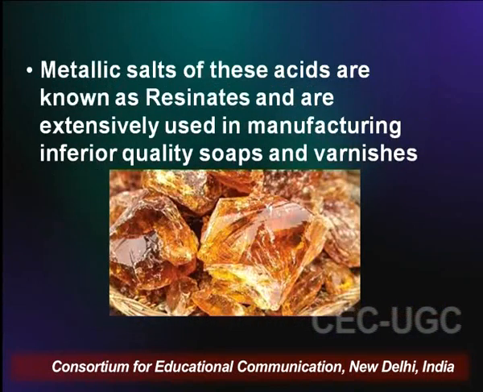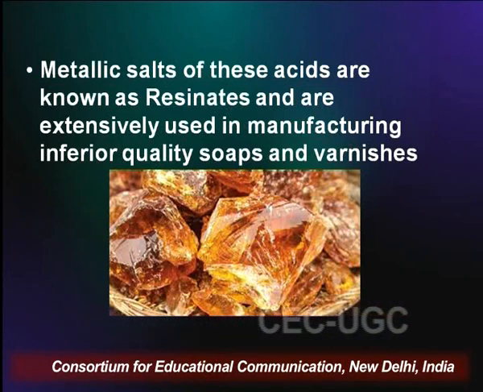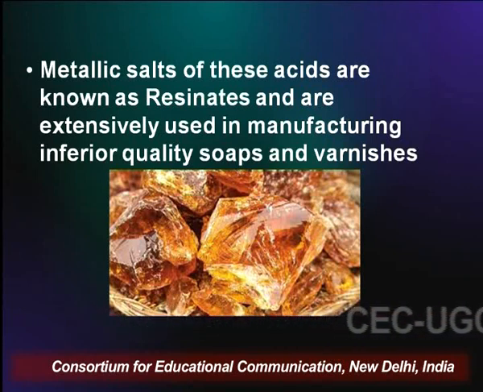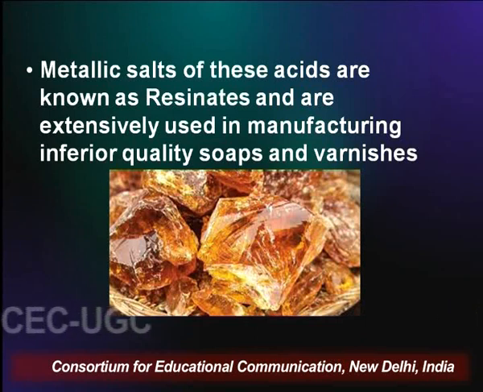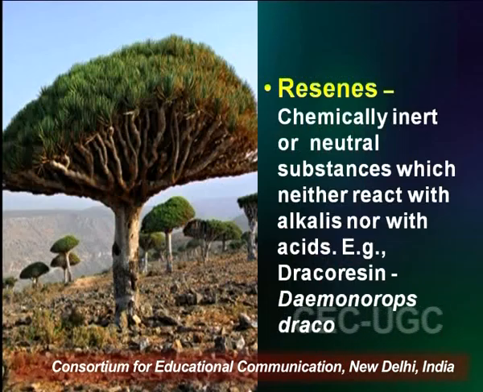Now whenever these resin acids are reacted with metals, they tend to form their metallic salts, and these metallic salts are known as resinates. As we discussed that these resin acids are soluble in alkalis, resinates are also soluble in alkalis, and on reaction with alkalis they form soaps, and they are widely used in the manufacturing of varnishes. The third category is resenes.